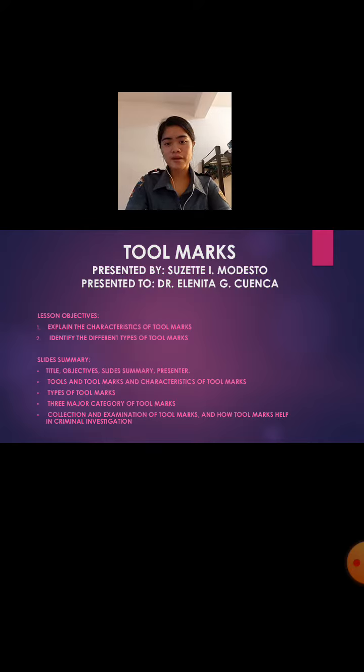Second, slide summary. First slide, it contains title, objectives, slide summary, and presenter identity. Second slide, tools and tool marks and characteristics of tool marks. Third slide, types of tool marks. Fourth slide, three major categories of tool marks. And the last, collection and examination of tool marks and how the tool marks help in criminal investigation.